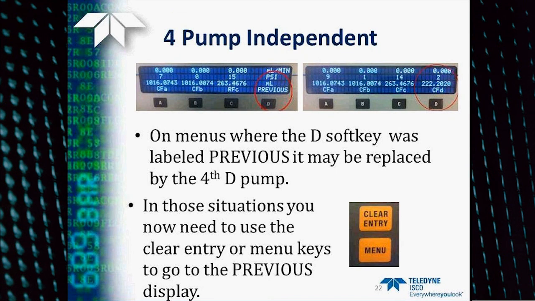Another change is on some menus in the past, or if you don't have 4 pumps connected, you'll see the word previous on the D key, which lets you go back a menu or back a level. And of course now if you need that D pump to show up, it will replace that. So on menus where that key was replaced, you need to use either the clear entry or the menu key shown here. Pressing those will actually perform the same function as the previous key did before.